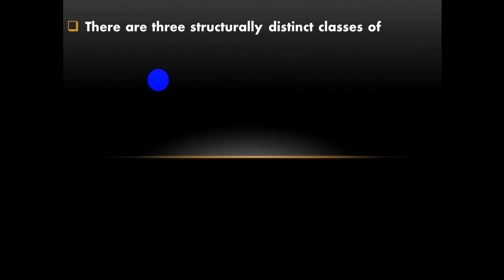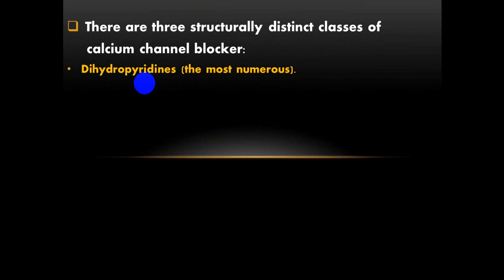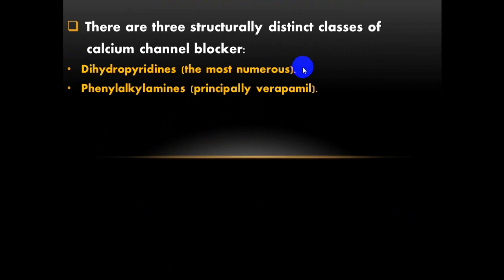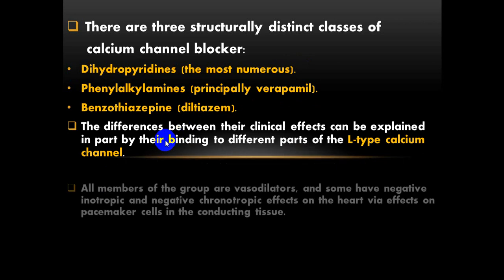There are three classes of calcium channel blockers. Dihydropyridine is the most numerous; examples are Adalat and nifedipine. The second type is phenylalkylamine, principally including verapamil. The third type is benzothiazepine, and the example is diltiazem.